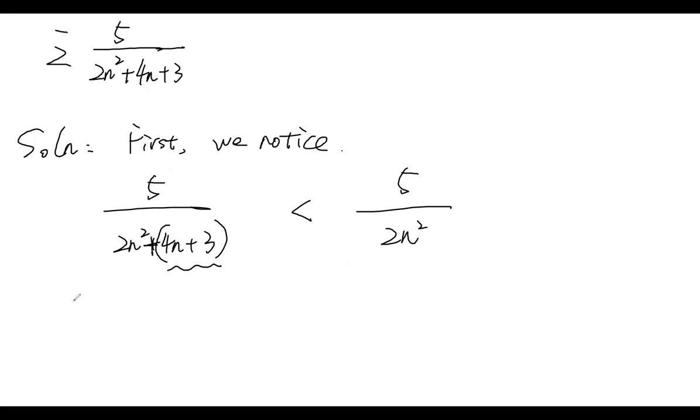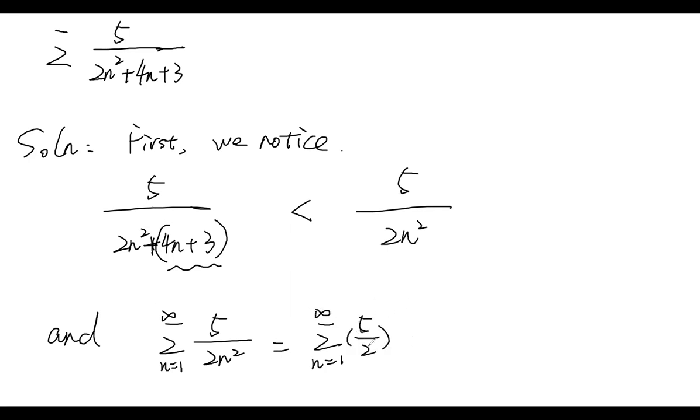And in the meantime, the series 5 divided by 2n squared, n from 1 to infinity, is equal to the sum of the series n from 1 to infinity of 5 halves times 1 over n squared. I just factored out that 5 halves. Then this is equal to 5 halves times the series n from 1 to infinity of 1 over n squared.